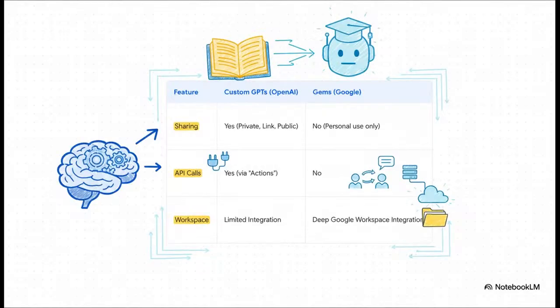This table gives a really great snapshot of the current landscape. When you're picking a platform, there are some key differences to know. OpenAI's custom GPTs are highly shareable, and you can even connect them to other software using API calls, which is super powerful. Google's Gems, on the other hand, are currently just for your personal use, but their superpower is how deeply they connect with tools like Google Docs and Gmail.